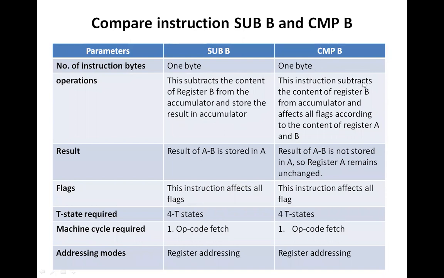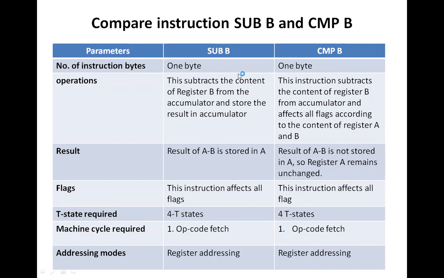But compare B subtracts the content of register B from accumulator, and it is going to affect all flags according to the content of registers A and B. Meaning thereby, if the content of A is greater, zero flag will reset and carry flag will reset. If the content of A is less than the content of B, carry flag is going to set and zero flag is going to reset. If the content of A is equal to the content of B, zero flag is going to set and carry flag is going to reset. So with this operation, all flags are affected.